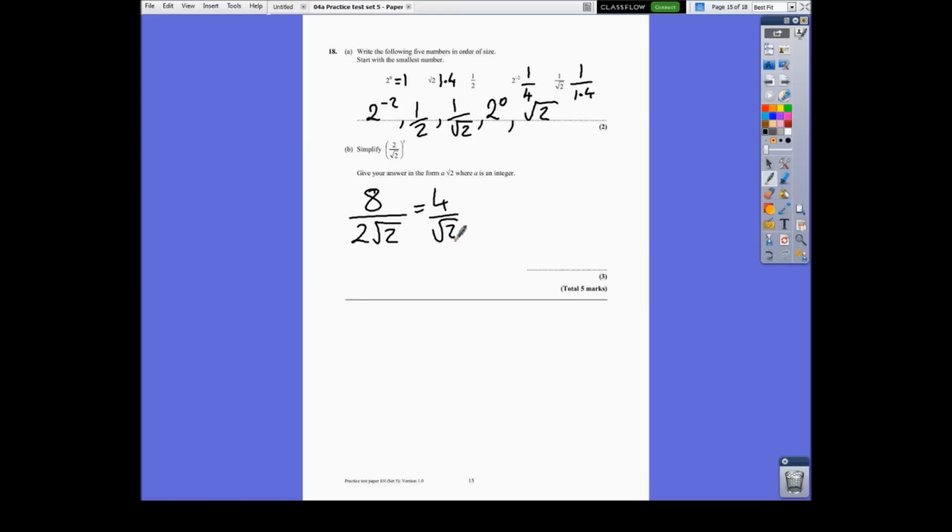We also want that to be without a square root on the bottom. So we need to rationalise the denominator. So we times top and bottom by the same thing, by root 2, which will give us 4 root 2. And root 2 times root 2 is 2 again. And then 4 divided by 2 is just 2. So 2 root 2.